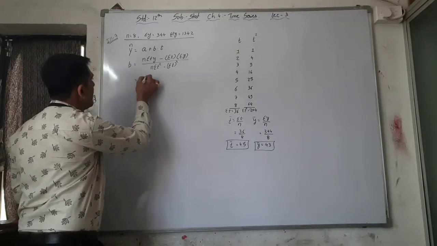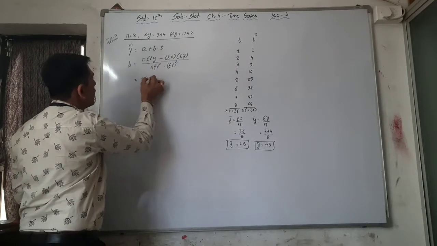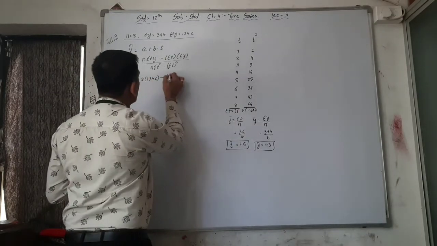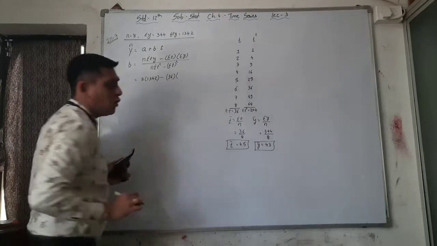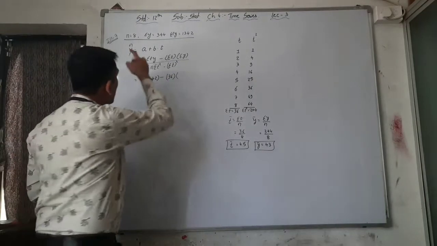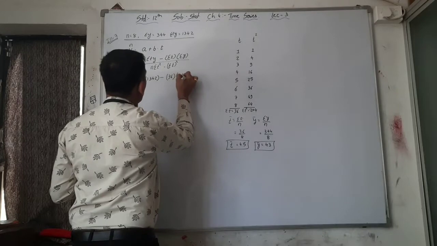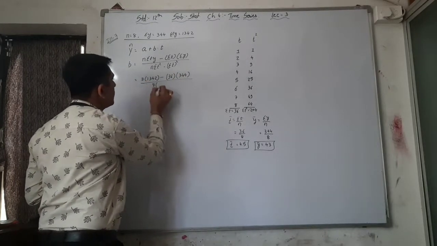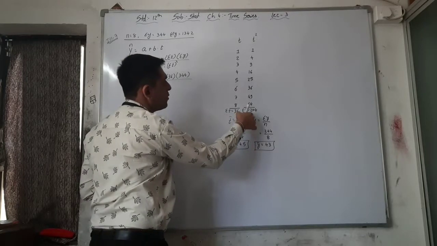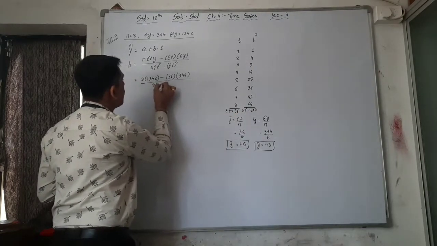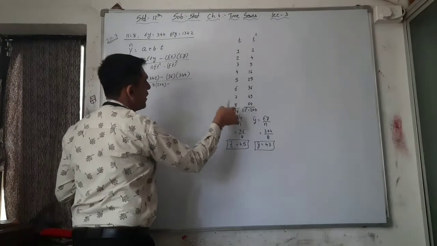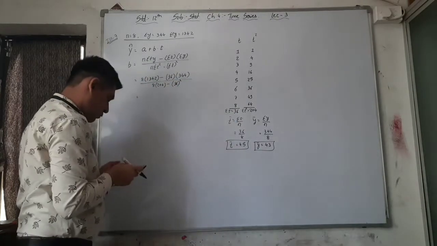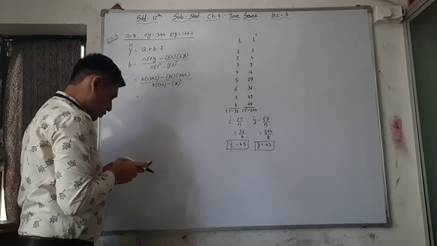n is equal to 8, sigma ty is equal to 1342, minus sigma t. Now sigma t is equal to 36, we have the value of sigma t. Then sigma y is already given, 344, then divided by n sigma t square, n is equal to 8. We have the value of sigma t square from here, 204, minus sigma t, that is 36, all square. Now make the calculation.